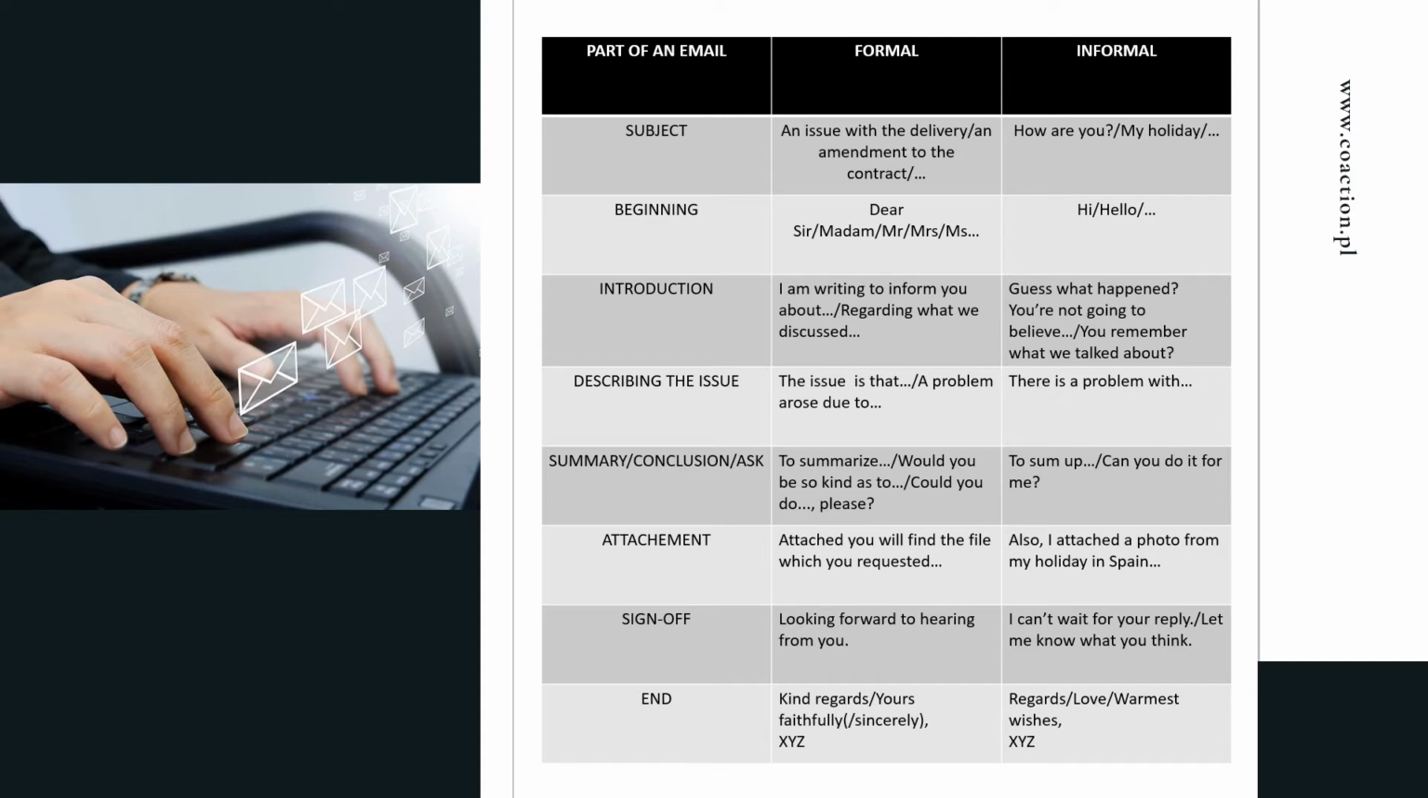As you can see, a formal email is phrased differently than an informal one, even though they share the same structure. In both cases, we have a subject, a beginning, an introduction, description of the issue, a summary or a conclusion or an ask, an attachment, a sign-off, and the end. However, the subject matter is expressed differently in each case. As previously stated, formal emails have longer and more complex sentences and a more sophisticated vocabulary.